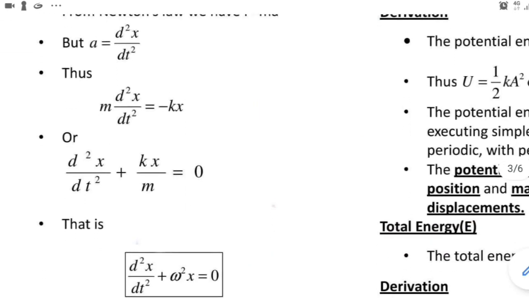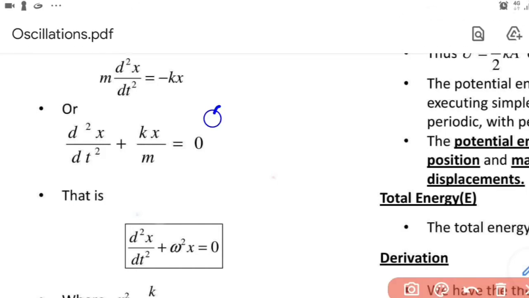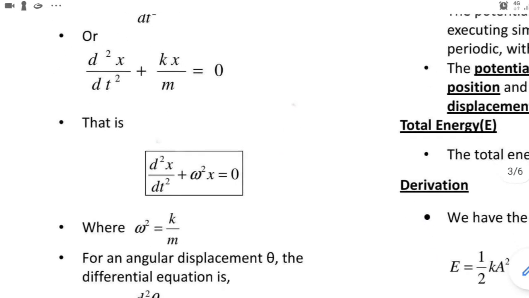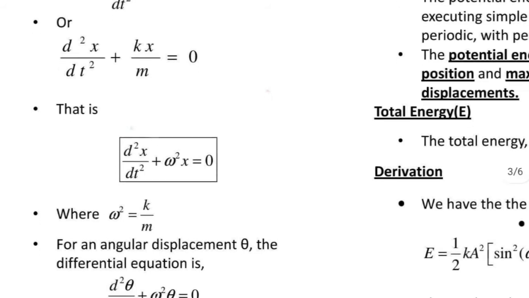We can write that equation as d square x by dt square plus omega square x equal to 0, because from the previous discussion we have omega square equal to k by m, or omega equal to root k by m. So our equation becomes d square x by dt square plus omega square x equal to 0. This equation is known as the differential equation which represents an SHM. Any differential equation of this form represents an SHM. This is how we identify SHM in different situations.